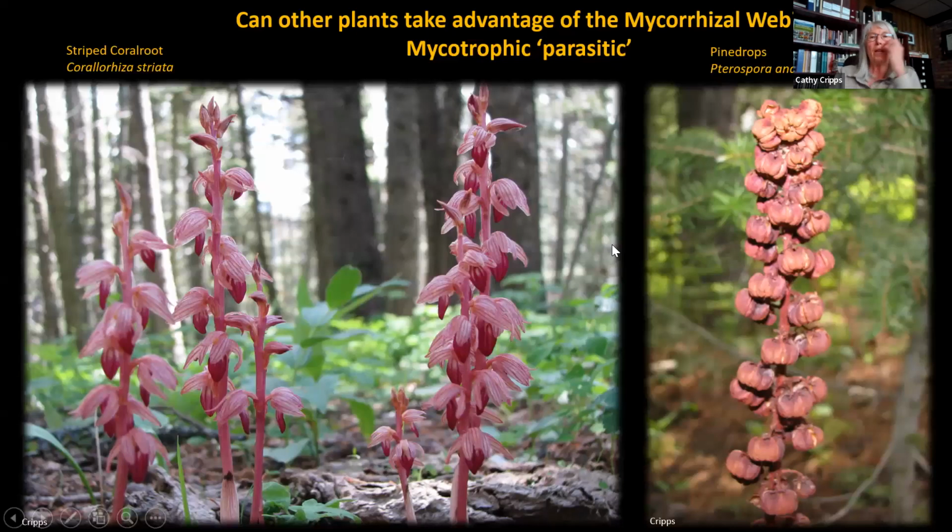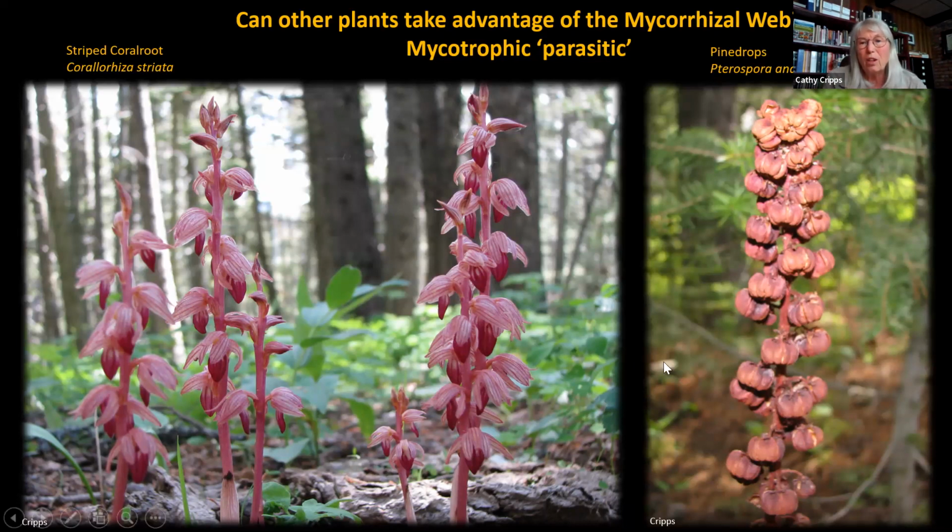So can other plants take advantage of that mycorrhizal web? What about, we used to call these parasitic plants, the word now is mycotrophic. So striped coral root, pine drops, can't photosynthesize, they don't have green leaves. So how do they make a living? They tap into that mycorrhizal network and they get their carbon for growing from that mycorrhizal network.